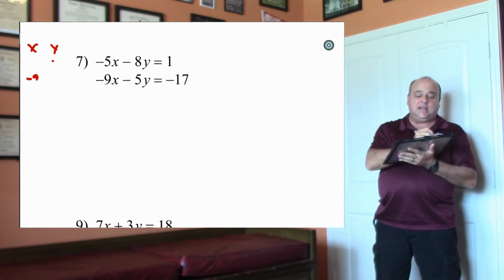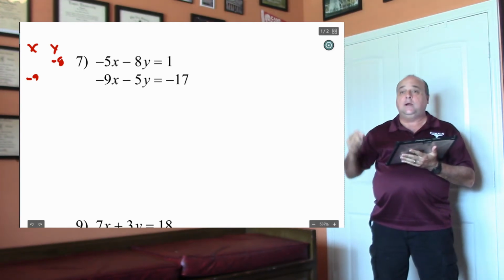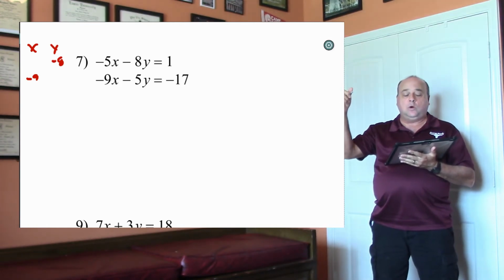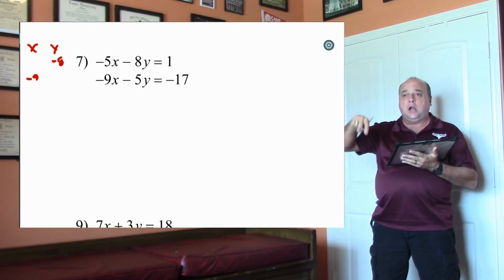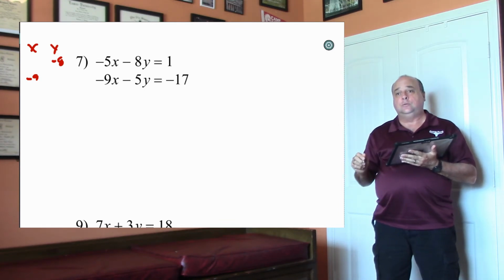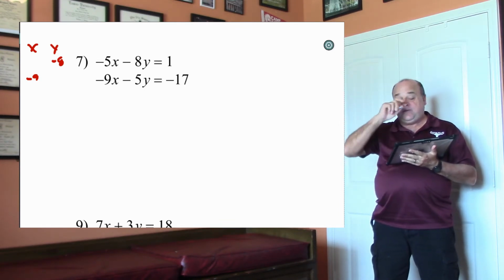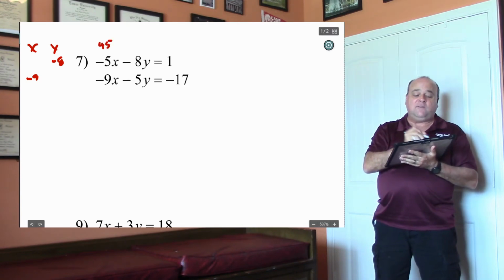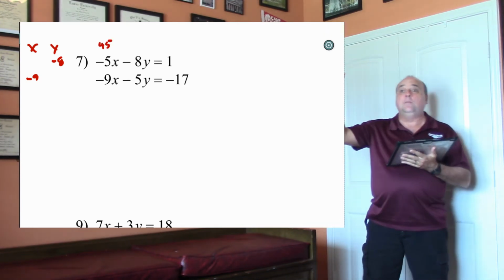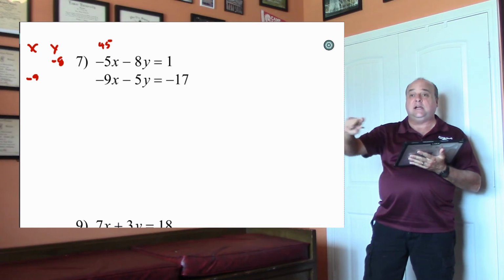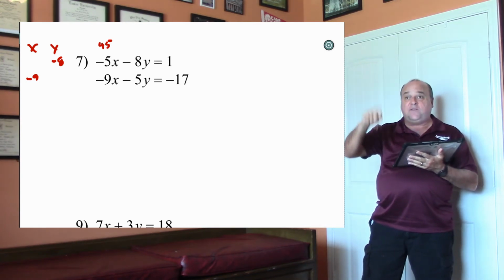The biggest Y is negative 8. The 5 won't go into 8, will it? So this is what we're going to have to do. What's the smallest number that 5 and 9 go into? The smallest number that 5 and 9 go into, put a little bitty 45 up here. I need to make one of them a positive 45 and one of them a negative 45. And then the 45s will cancel.